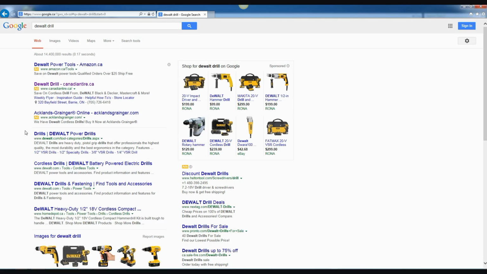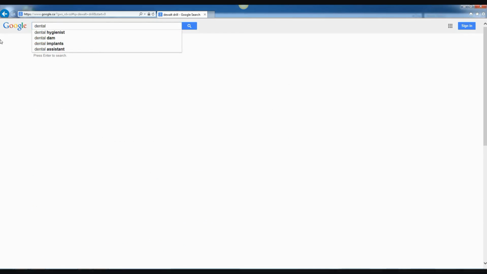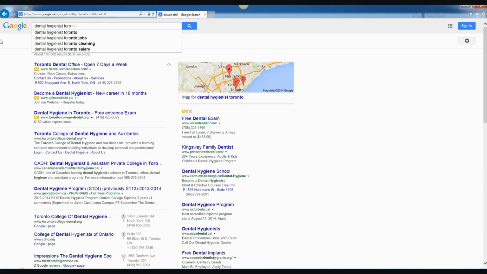Most people would say about 70 to 80% of the clicks happen on the first 3 organic ads, versus on page 2 it goes down to, I think, about 1 or 2%. So very few people go past the first page when it comes to a simple product type search. Now this would be no different than someone doing a search in a service industry. So let's do dental hygienist Toronto.